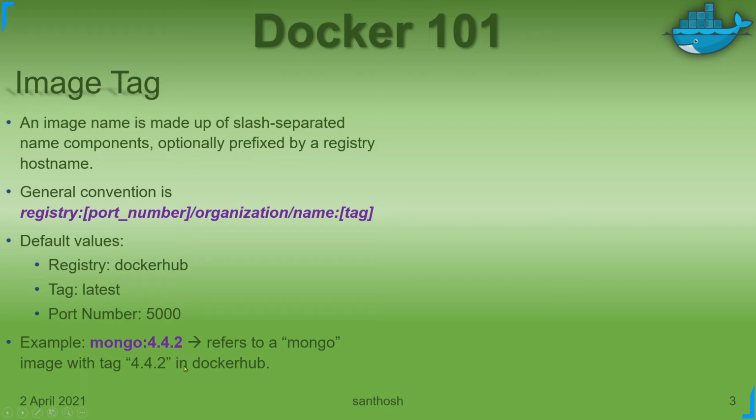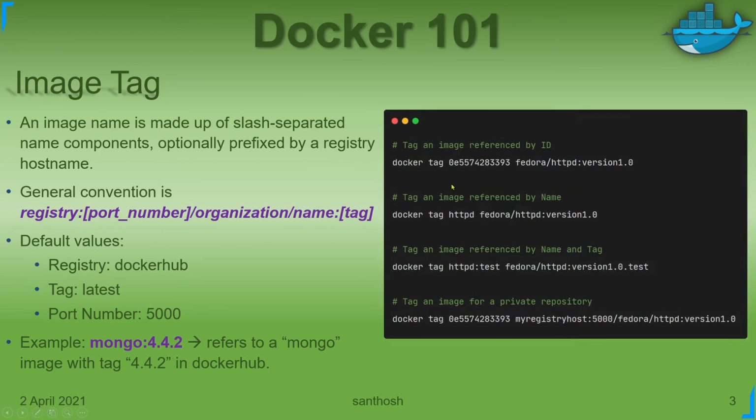An image can have multiple names. This is made possible by the command docker tag. Here is the list of possible name conversions.